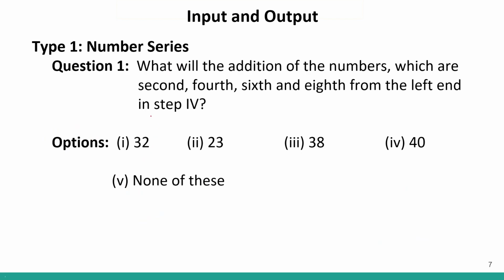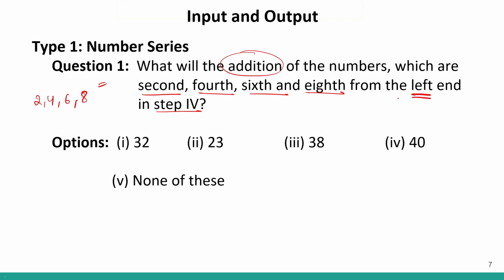So, question number 1 says, what will be the addition of the numbers which are 2nd, 4th, 6th and 8th from the left hand in step 4? So, in step 4 we have to look at the 2nd, 4th, 6th and 8th number, and we have to add them. Correct? 2nd, 4th, 6th and 8th from the left.